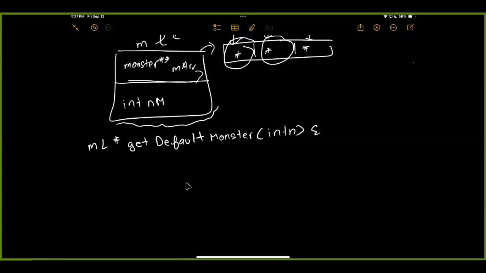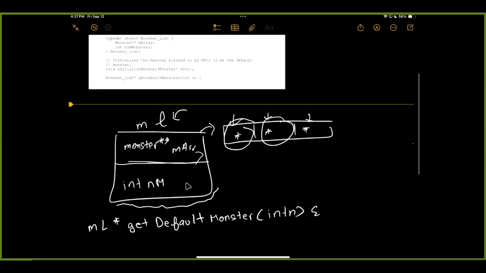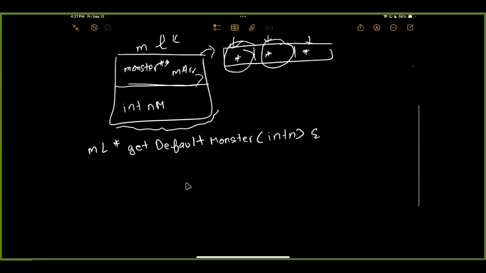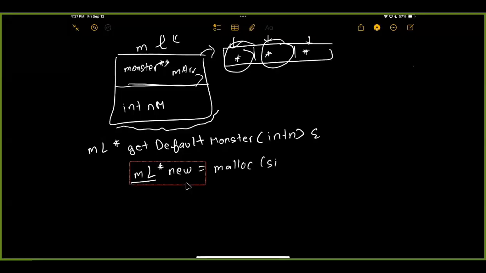The structure name is monster list, so I'm just going to say ml star new. ML meaning monster list. I'm just writing in abbreviations, but obviously when you're in the quiz or in the FE, you have to write the whole names. Equal to malloc size of monster list.